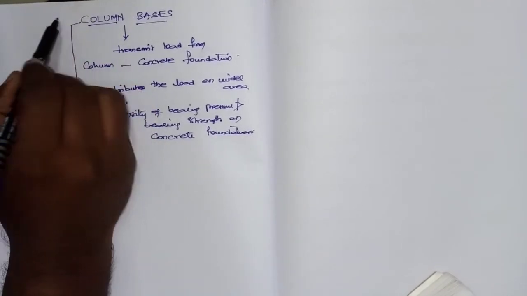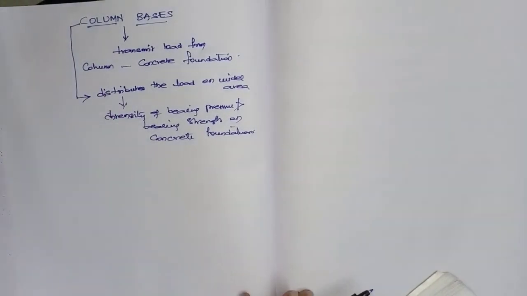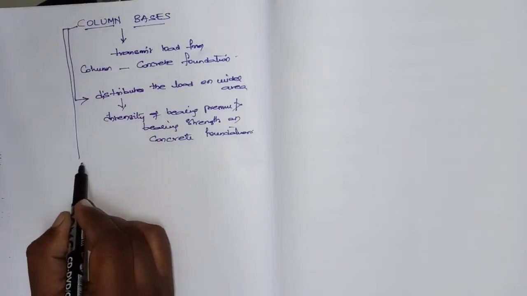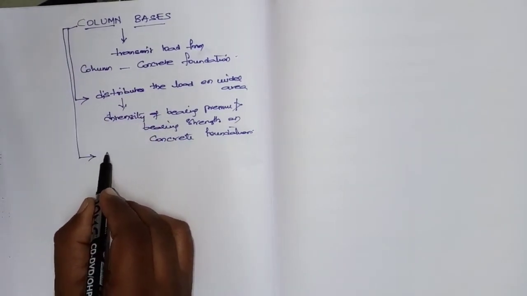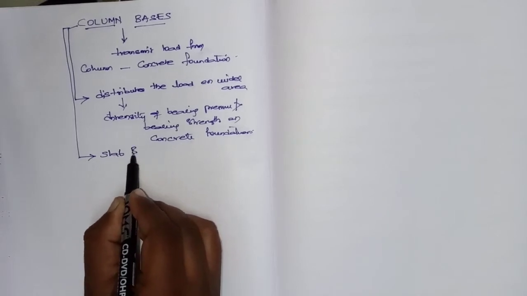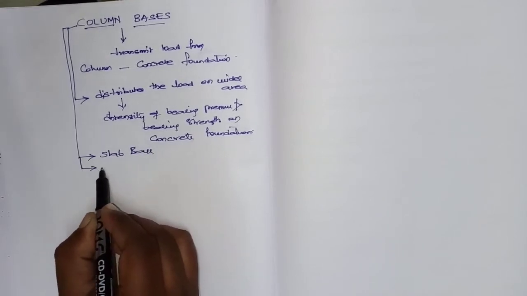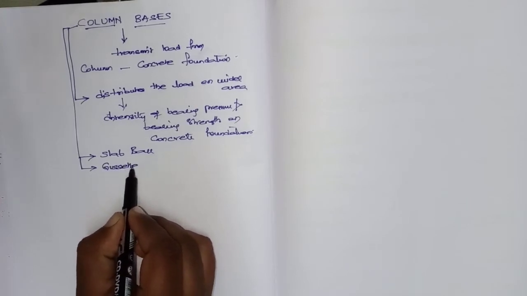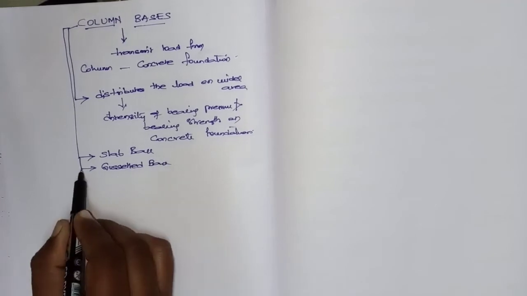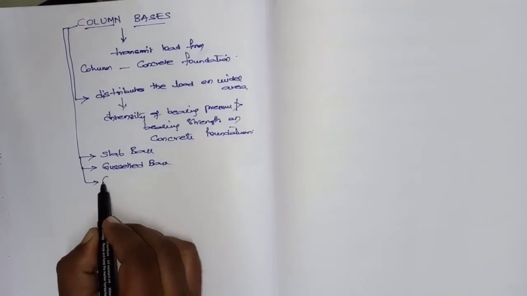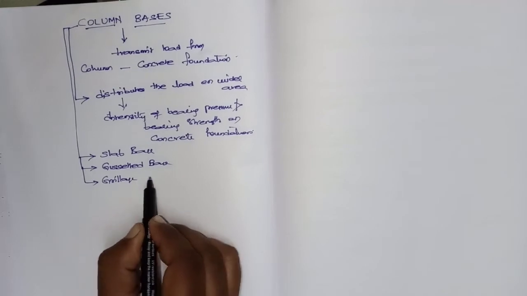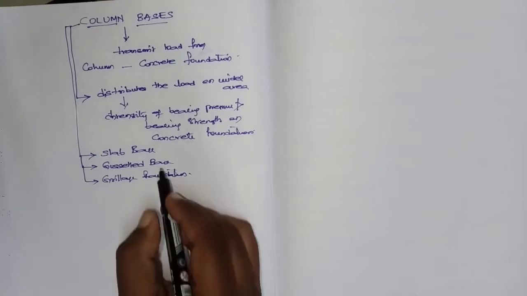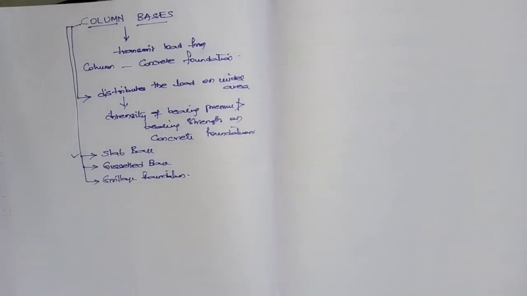In general, there are three types of column bases, that is slab base, next gusseted base, and next one is what? Grillage foundation. Now we are more concentrated on this slab base.